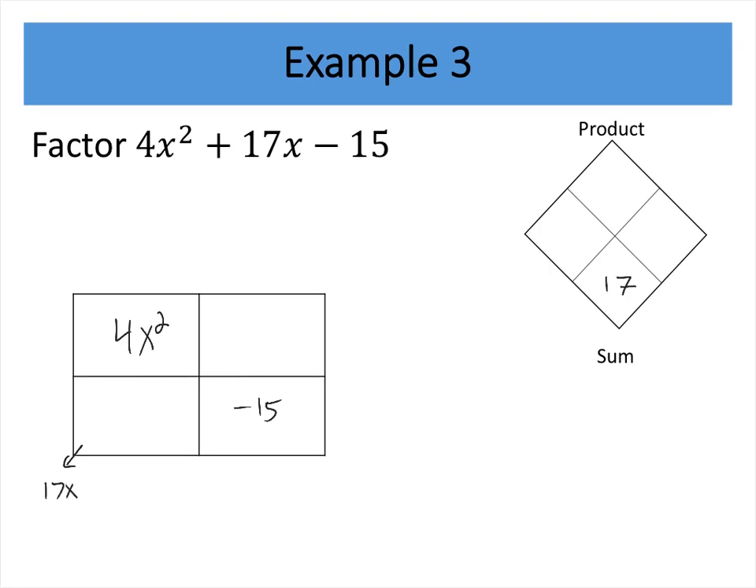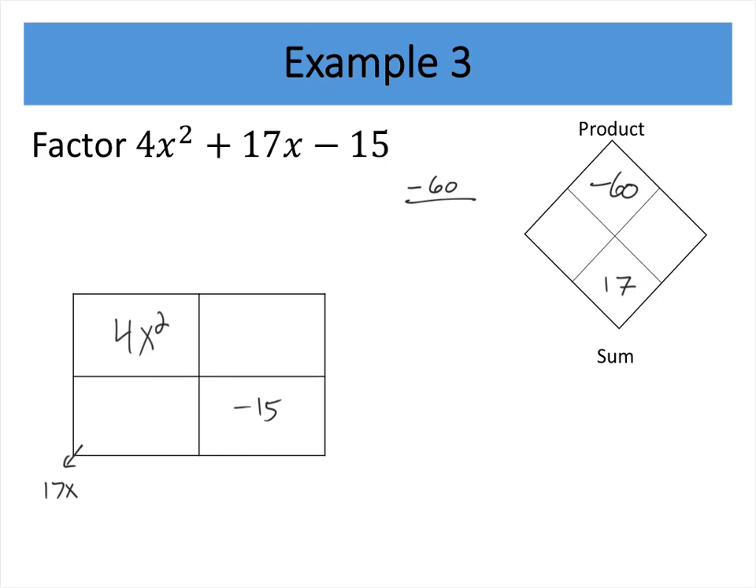And to check, what do we have to multiply to? Well, we have to multiply 4 and negative 15. Well, 4 times negative 15 is negative 60. So we're going to put negative 60 as the thing that we have to multiply to. So in order to do that, I'm going to make a really long list. Negative 60, two numbers that multiply to negative 60. We've got to find one of them that adds to 17.